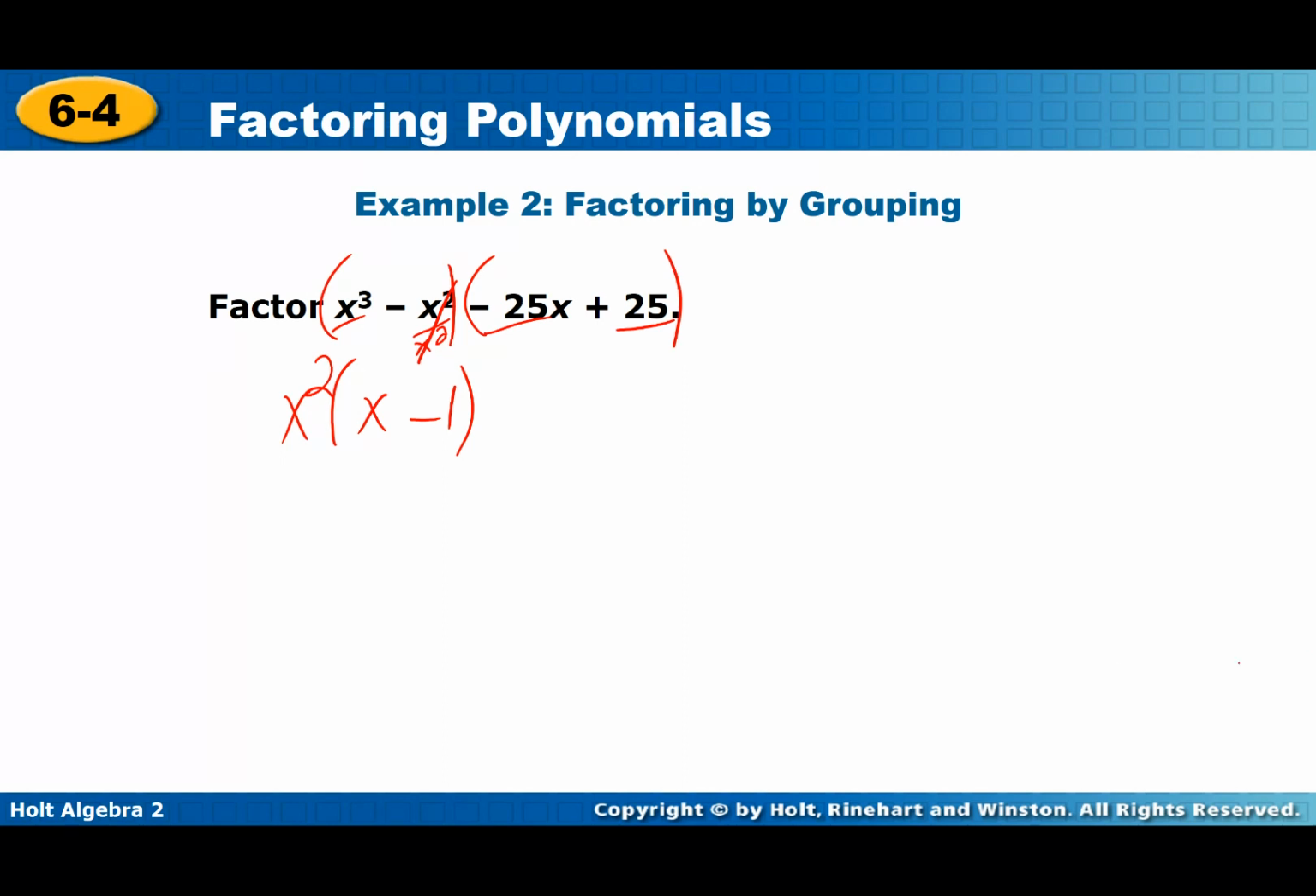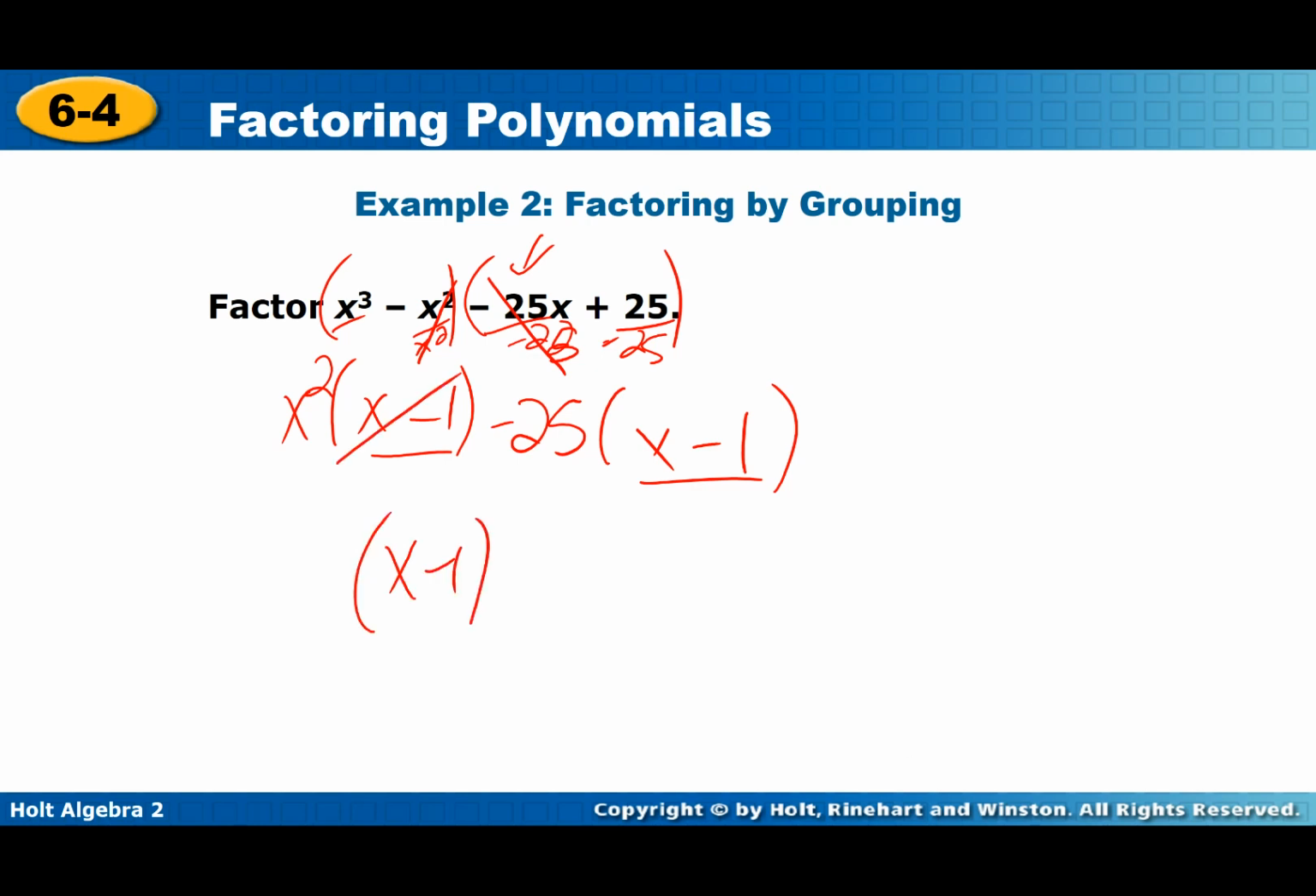Now, obviously, these both have 25 in common, but since the first term in the second group is negative, I'm going to factor out negative 25 instead of a positive 25. So I'm factoring out a negative 25, which leaves me a positive x, and then again, a negative 1, which matches because, of course, those two binomials, x minus 1, need to be the same. So my factors will be x minus 1, since that's the common binomial, and then x squared minus 25.